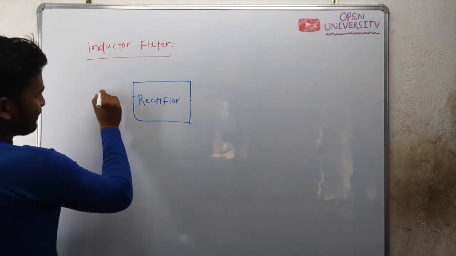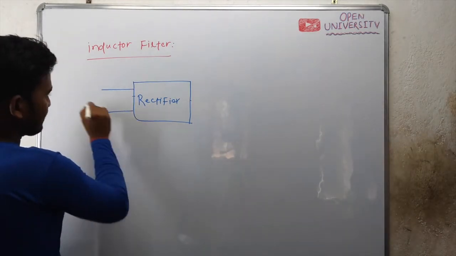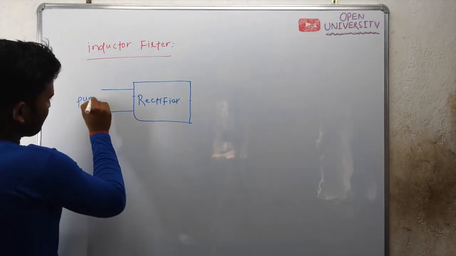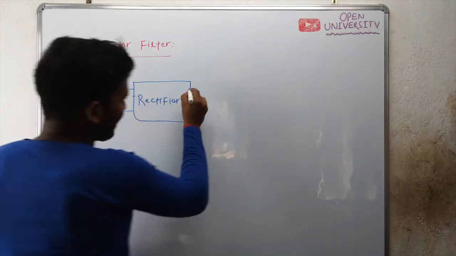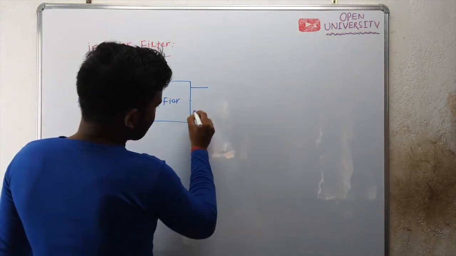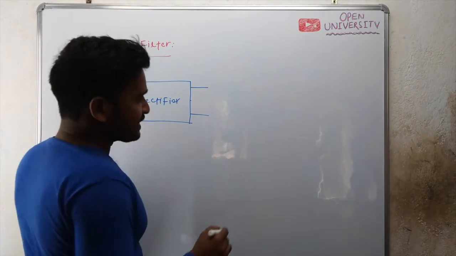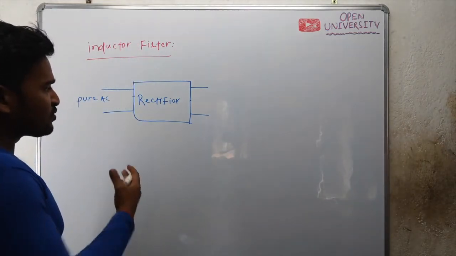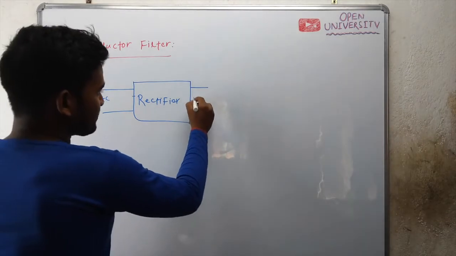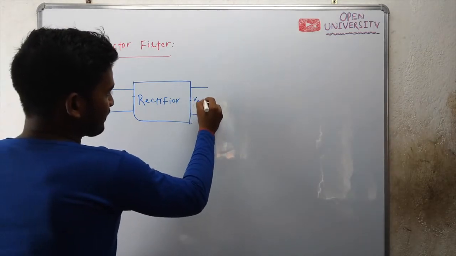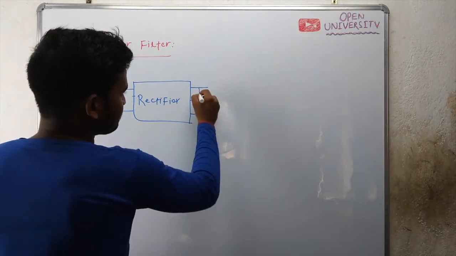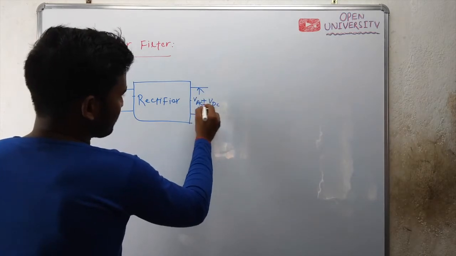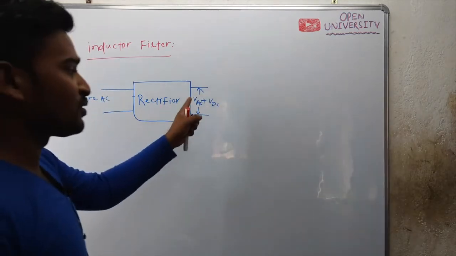The input of the rectifier is a pure AC signal, and the output of the rectifier is pulsating DC. Now, how does the inductor filter remove the AC component which is present in the output of the rectifier? AC component plus DC component is present in the output of the rectifier.